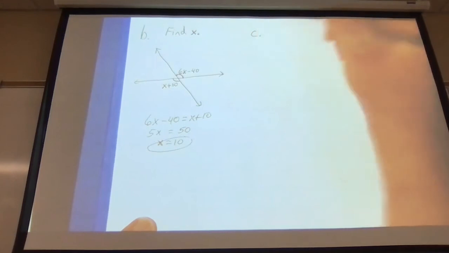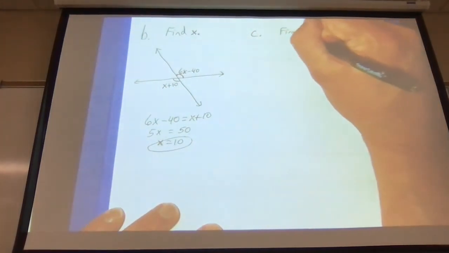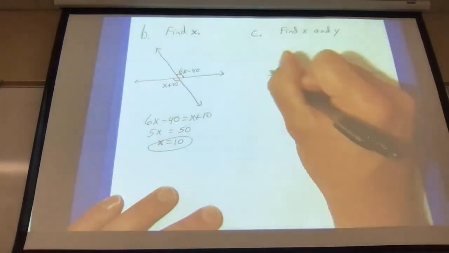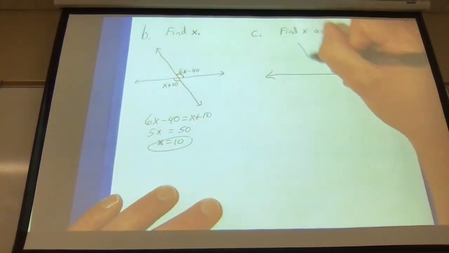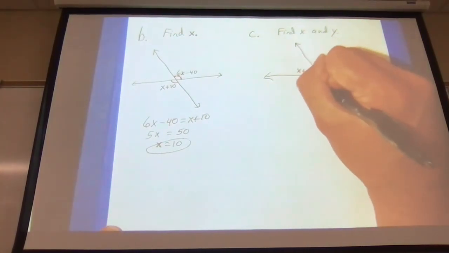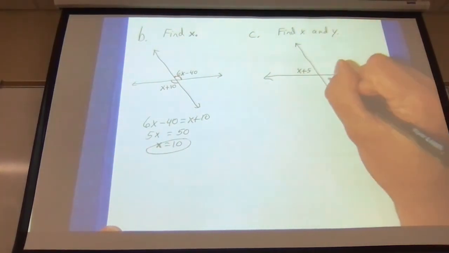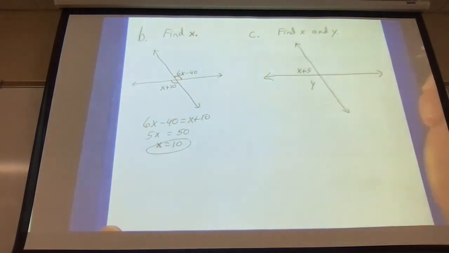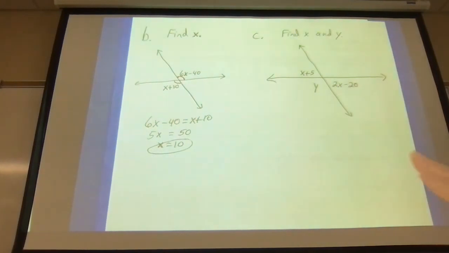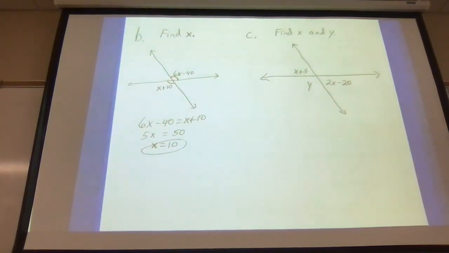Okay, one last one. This time we're going to find x and y. Very similar picture. Two lines intersecting. This time they're going to give us 3 different angles. And we need to find both x and y.